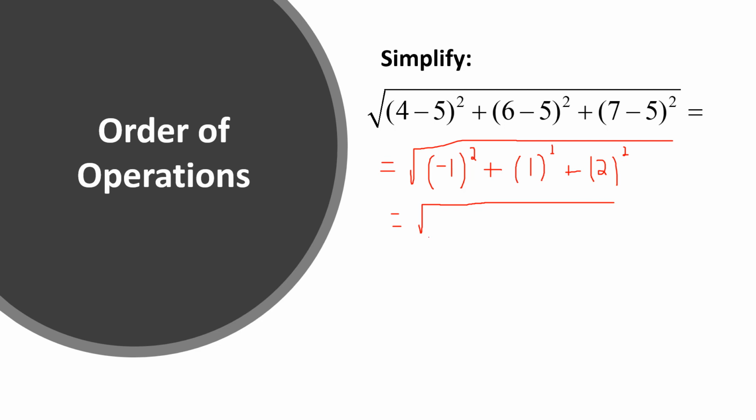Negative 1 squared is negative 1 times negative 1, which is 1, plus 1 squared is 1 times 1, which again is 1, plus 2 squared, 2 times 2 is 4. We add 1 plus 1 plus 4 and take the square root. So that becomes square root of 6, and if you approximate that on your calculator, square root of 6 rounded off to 2 decimal places is 2.45.